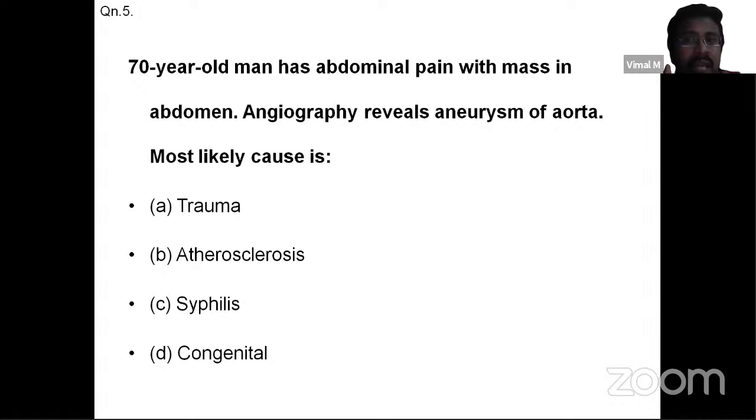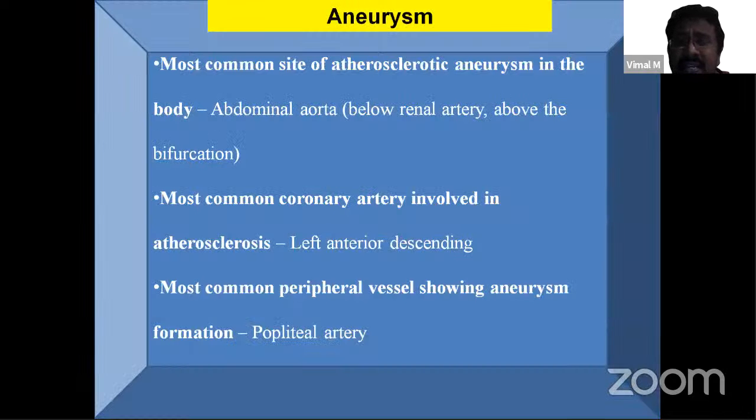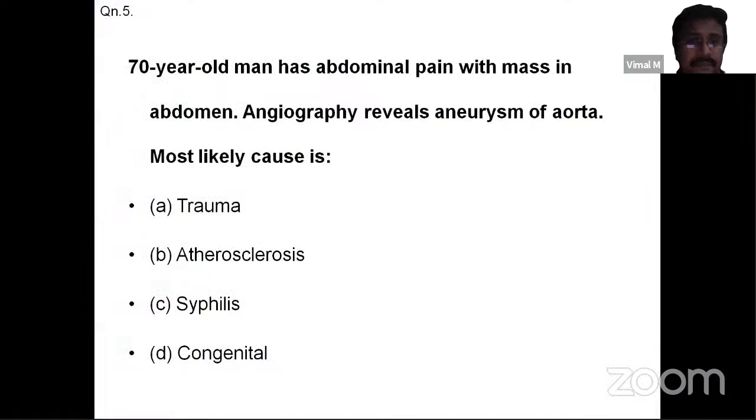In trauma, there need not be any aneurysm; it will usually be a rupture, and congenital aneurysm usually will not be in the abdomen. So on analyzing all these options, the answer for this question will be atherosclerotic aneurysm. Register in your mind, atherosclerotic aneurysm is common in the abdomen, and the site is below the renal artery and above the bifurcation of the aorta.